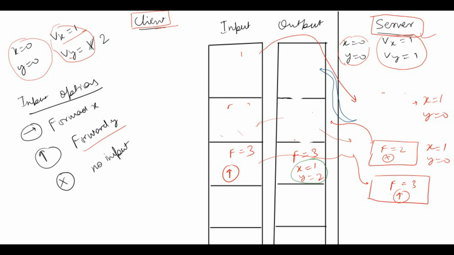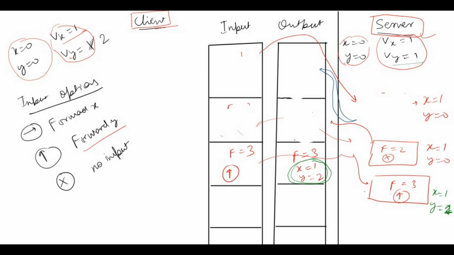Okay, so now let's talk about the third frame. In the third frame, you can see the output on the client side is x equal to 1 and y equal to 2. And what will be the output on the server side? It will be x equal to 1 and y equal to not 2, it will be 1, because the y velocity is 1 on the server side.